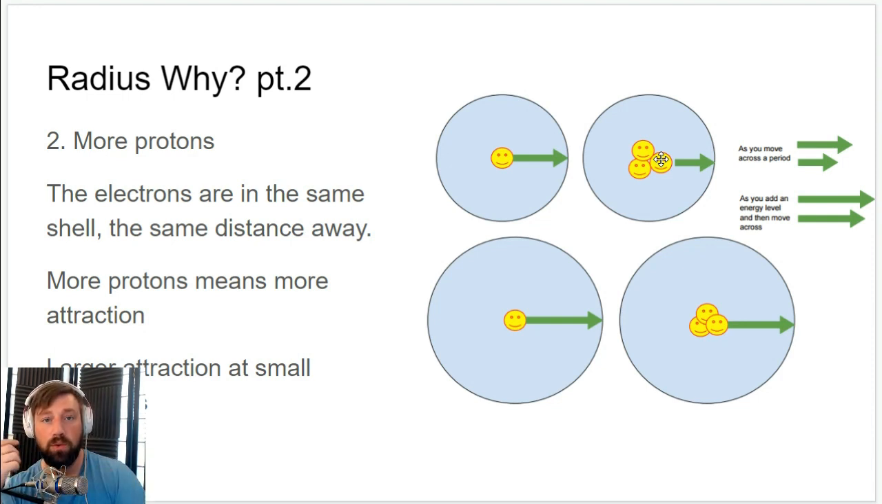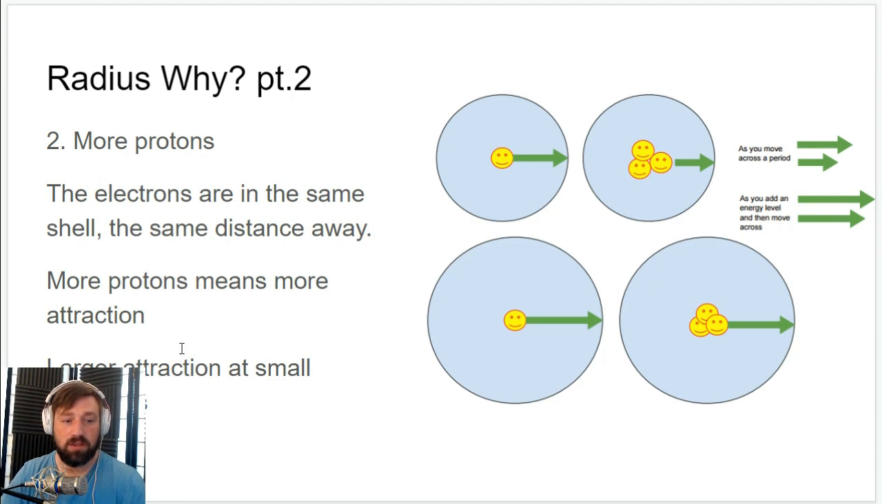So if you remember back to Coulomb's law, the two things that you need to worry about are charge and the distance of the charges. In this case, the distance is going to stay approximately the same. But now the protons are going to have more of an attraction because they're going to be stronger. So that's going to force that shell closer inward.